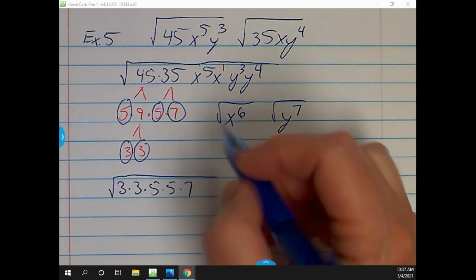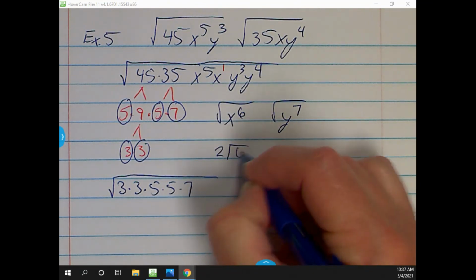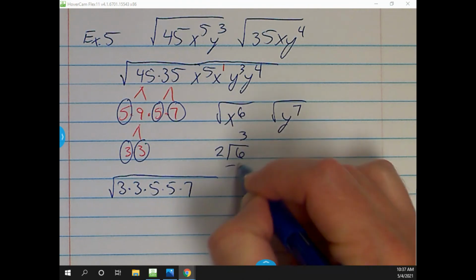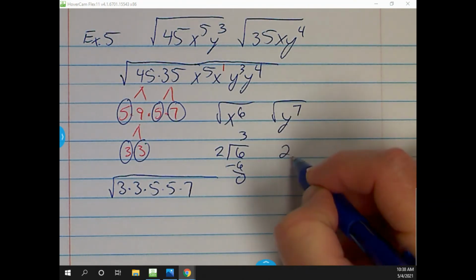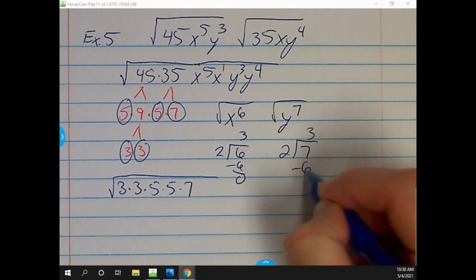In this case, it's a square root, so we're going to divide 2 into 6. Well, that's going to go 3 times with no leftovers. For the y's, we're going to divide 2 into 7. That'll go 3 times with 1 leftover.